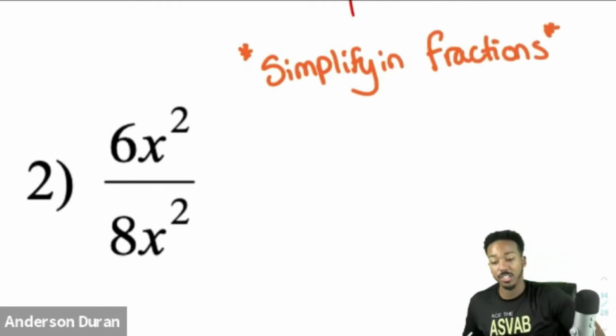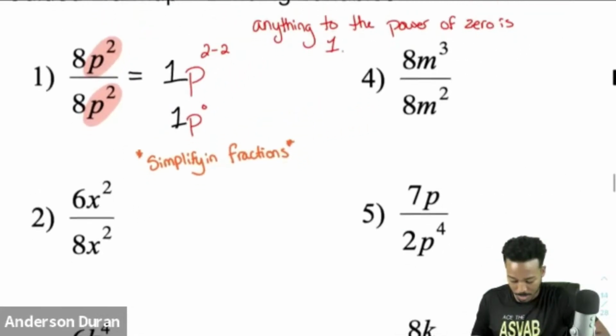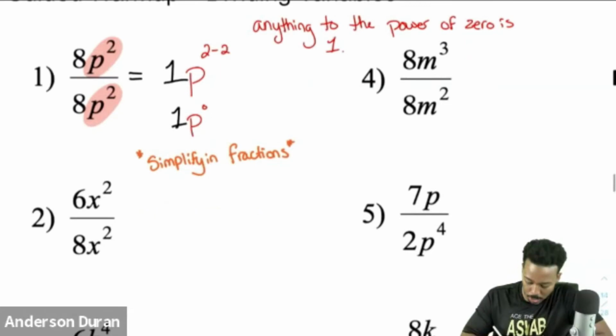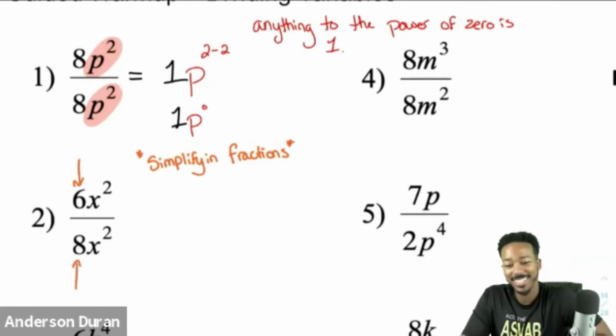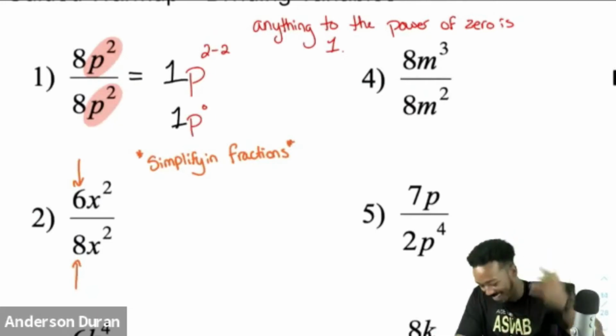Simplifying fractions is something that we need to have on hand. Okay, so checking out number 2 here. Watch this. Everybody, what goes into both 6 and 8? 2. That is correct. I gave it away for y'all. I know, I just want to see y'all succeed.